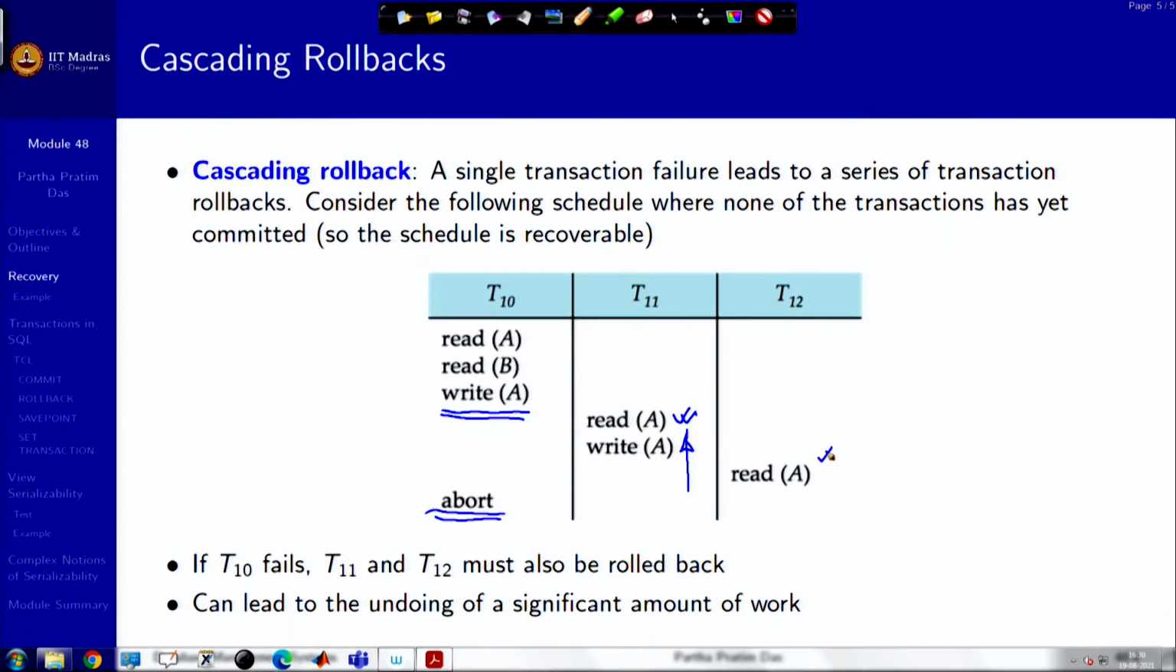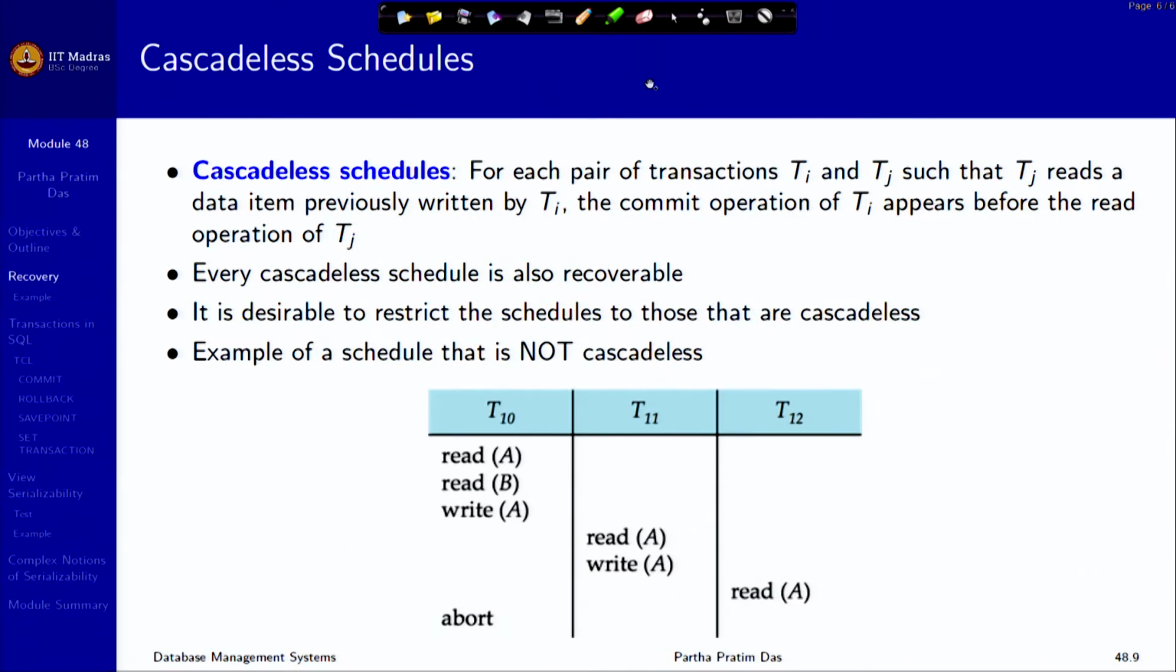Same thing can be said about T12. It will also have to be rolled back, because T12 is using what T11 wrote, and once T11 rolls back, that is undone, this value also becomes invalid. So, you can see there is a chain reaction that would start when T10 fails. This is called cascading rollback, one rollback causing another rollback, causing another rollback, and so on. This could be quite a long process.